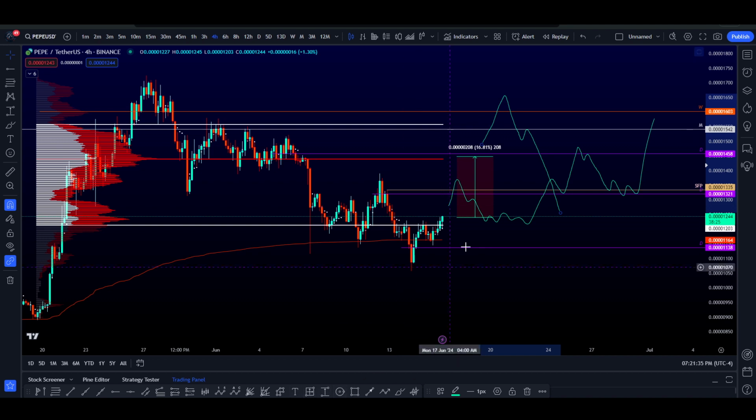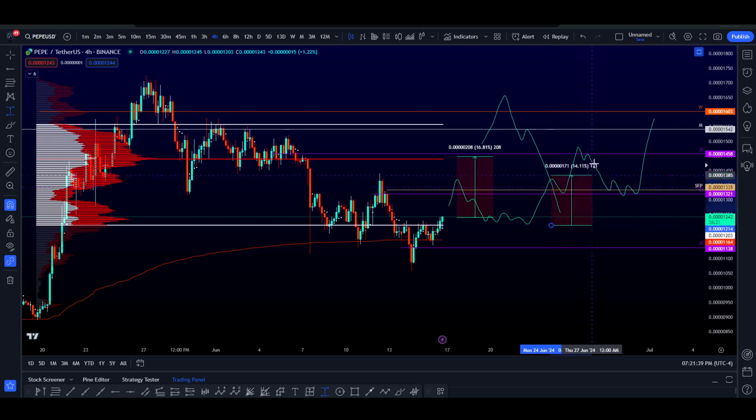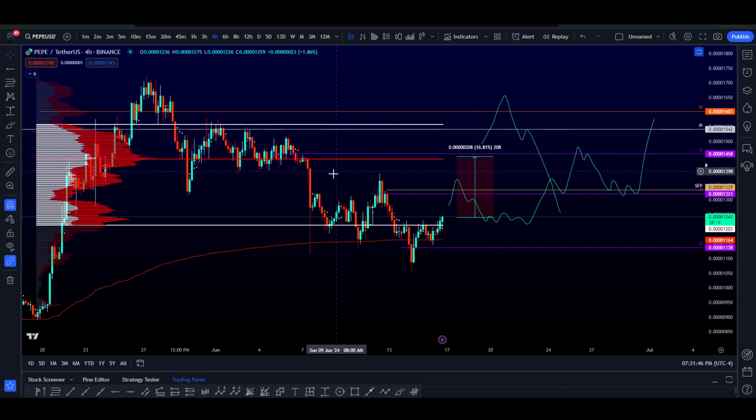So keep in mind this range from value area low to value area high is about, let's see, there you go, 28%. So you can play around with that level, keep eyes on those levels, and that's exactly what I'm expecting and what I'm keeping an eye on for PEPE moving forward for the next week or two.